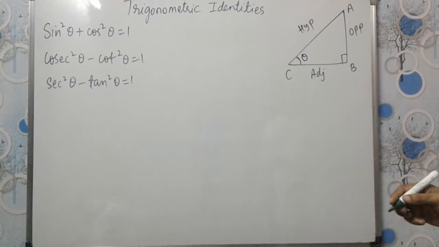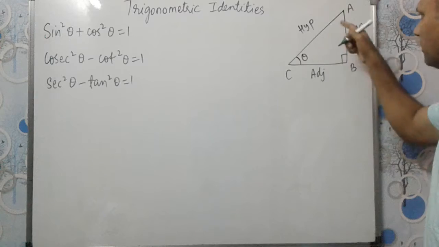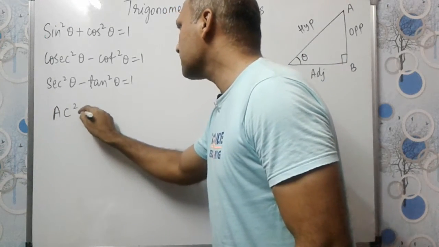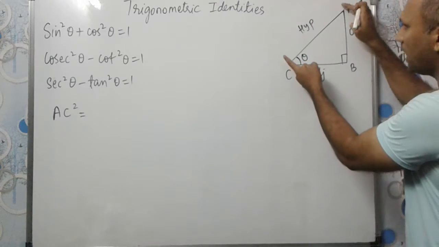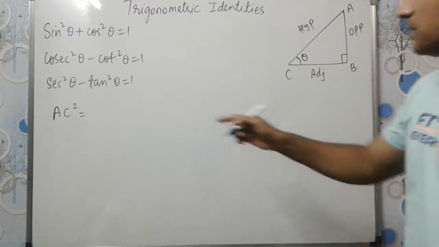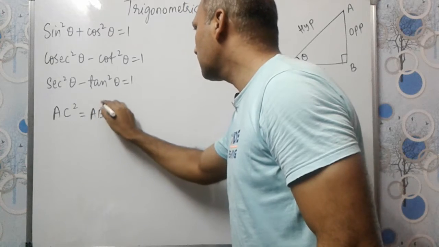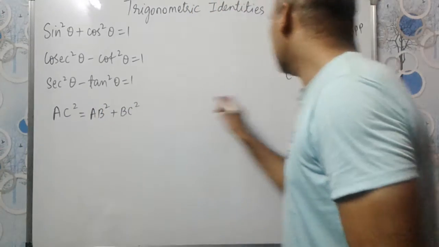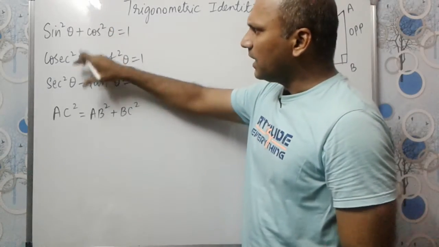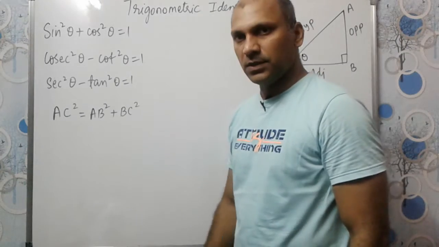If we apply Pythagoras theorem to this, what do we have? What is Pythagoras theorem? Hypotenuse square should be equal to opposite square plus adjacent square, right? So AC square will be equal to AB square plus BC square. There are many methods of deriving these identities. We will learn one method using Pythagoras theorem.